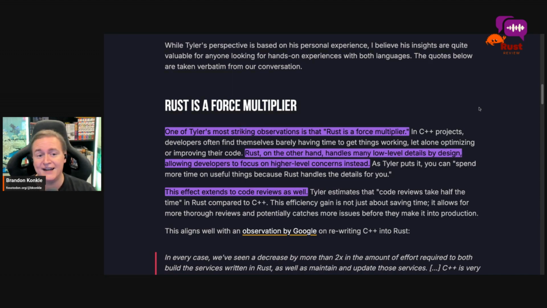So the first thing that Tyler talks about is how Rust is a force multiplier. He says in C++ projects, there's a lot of overhead spent just trying to get things working, just trying to get all the tools configured correctly and working together correctly. And that's beyond the time they spend optimizing and improving their code. Where he says Rust, on the other hand, handles many of these low-level details by design. So you can focus more on your higher level concerns instead.